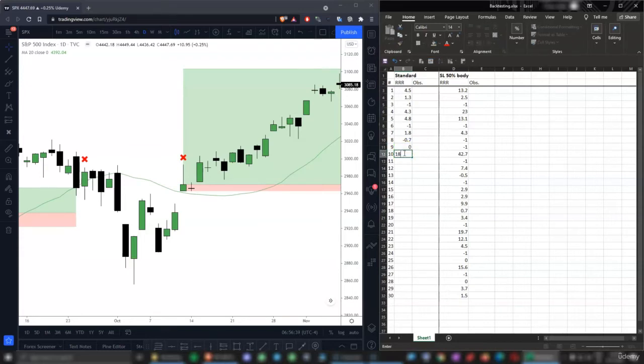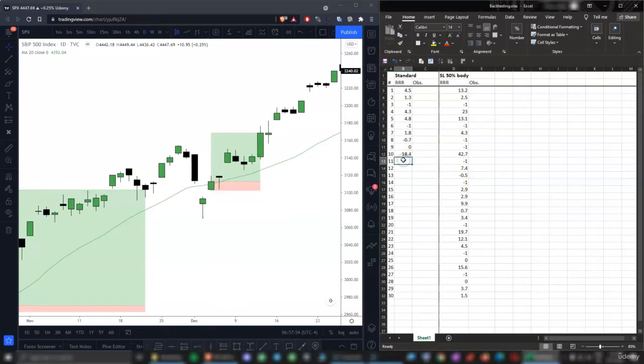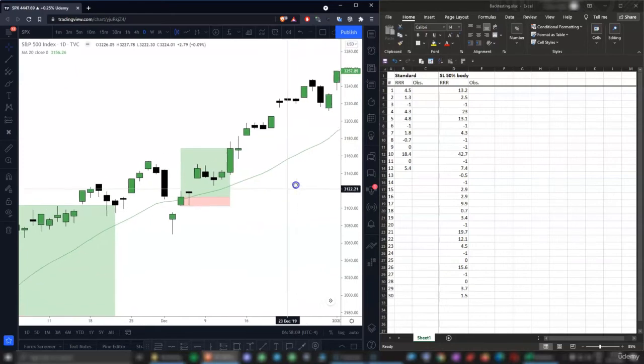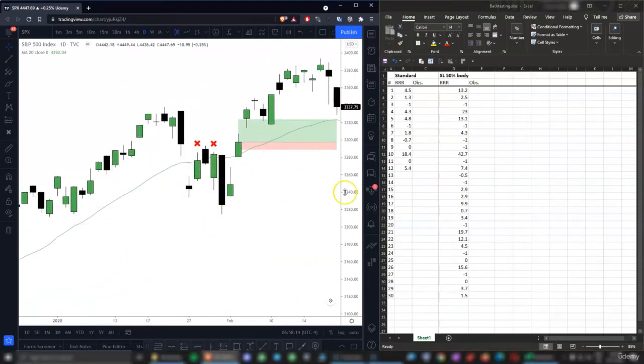And this one, it's 18.4. Again, with a standard stop loss, this one is not a loss, it's a 5.4. So this is 0 and this is 5.4. So probably you're seeing that you make less profit with the standard strategy, but it's still profitable and it's safer. So you'll have to decide if you are going to introduce that or not.